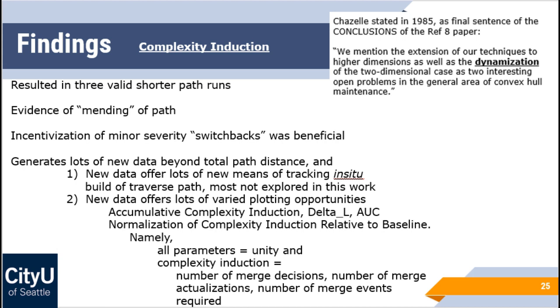Complexity induction generates lots of new data beyond total path distance. New data offers lots of new means of tracking in-process build of traverse path. Most of those means not explored in this work. New data offers lots of opportunities of varied plotting. Complexity induction offers higher order feedback, second effect that can be channeled back through the input parameters. So the feedback loop can be engineered to work off of input parameters and first order results, and or the feedback loop can digest complexity induction second order effects, such as area under the curve.